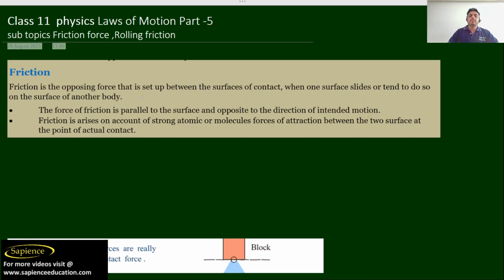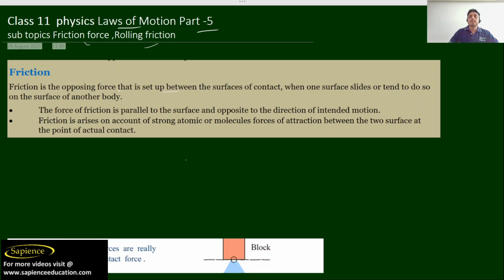Okay, so today I am going to teach you about class 11 physics, laws of motion part 5. The subtopics are basically friction force and rolling friction. So what is friction? Friction is the opposing force that is set up between the surfaces in contact when one surface slides, or tends to slide, over another body.